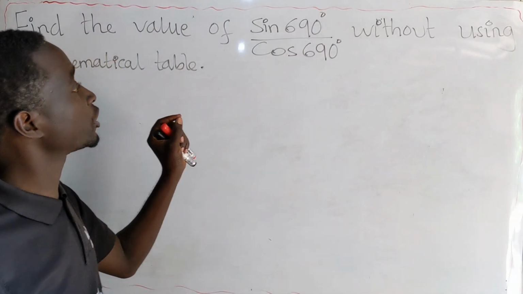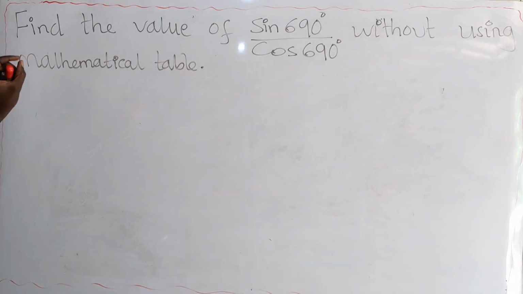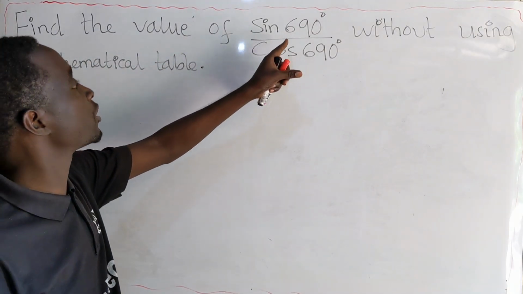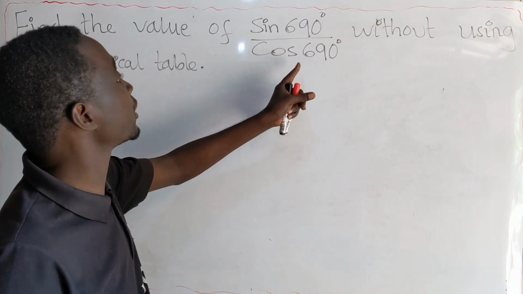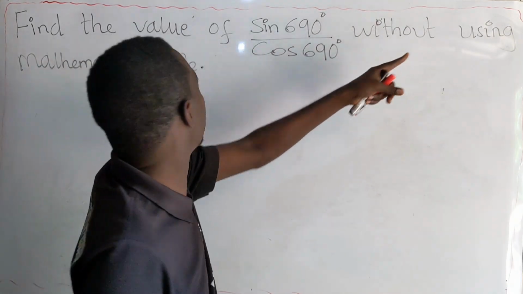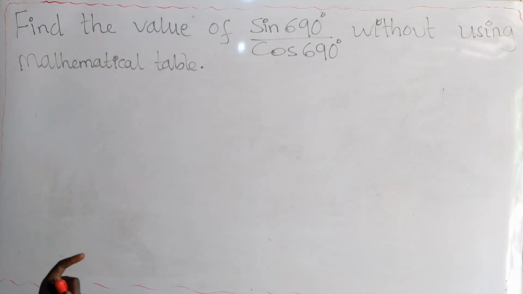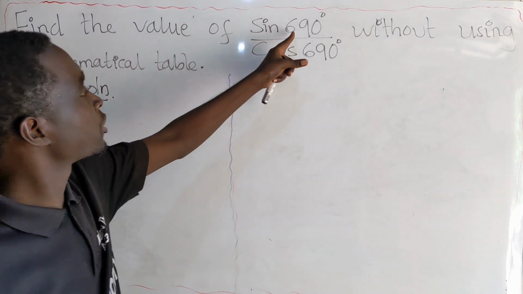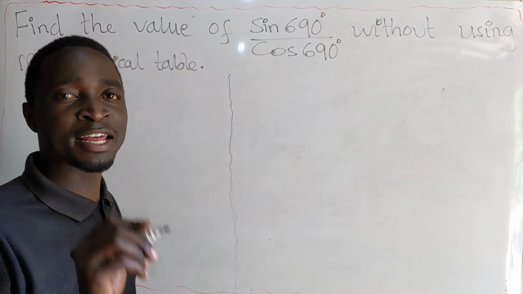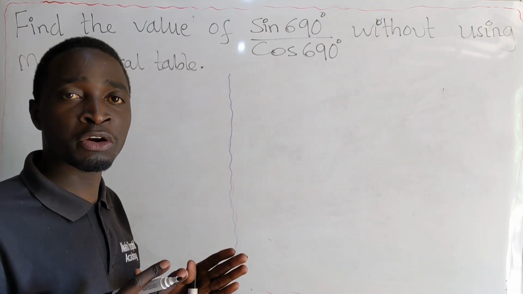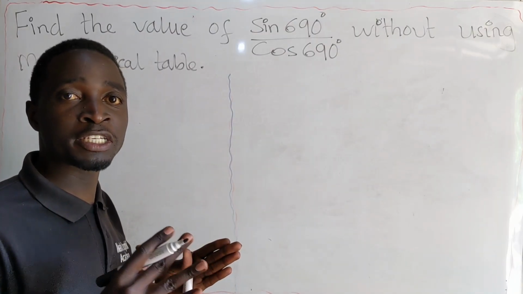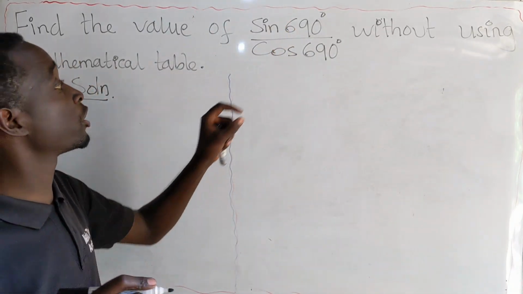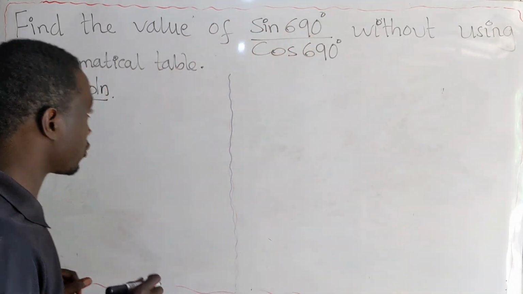Here we have a continuation of the Trigonometry series, and our question today states: find the value of sine of 690 degrees divided by cosine of 690 degrees without using mathematical tables. So let's see the solution. First of all, 690 degrees is greater than an acute angle, as an acute angle ranges between 0 and 90 degrees. So let's find the corresponding acute angle to this given angle.